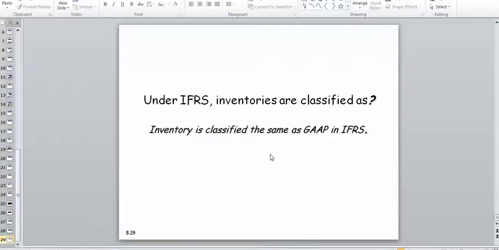Under IFRS, inventories are classified the same as under GAAP, right? These are assets. And that's all that I want to have, so there you go.